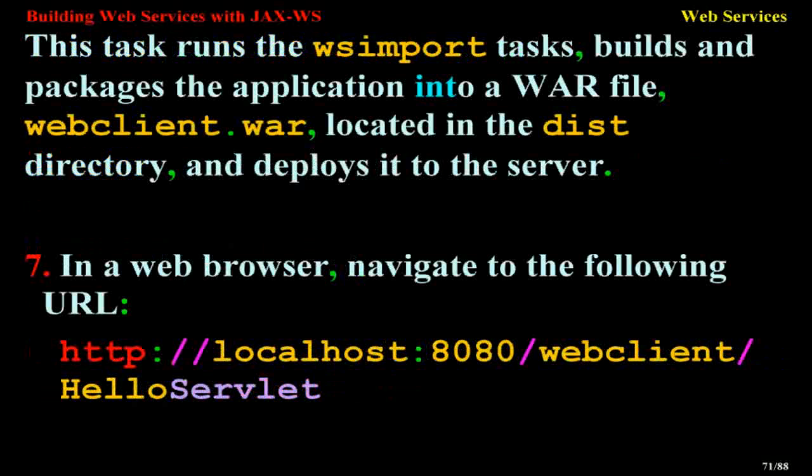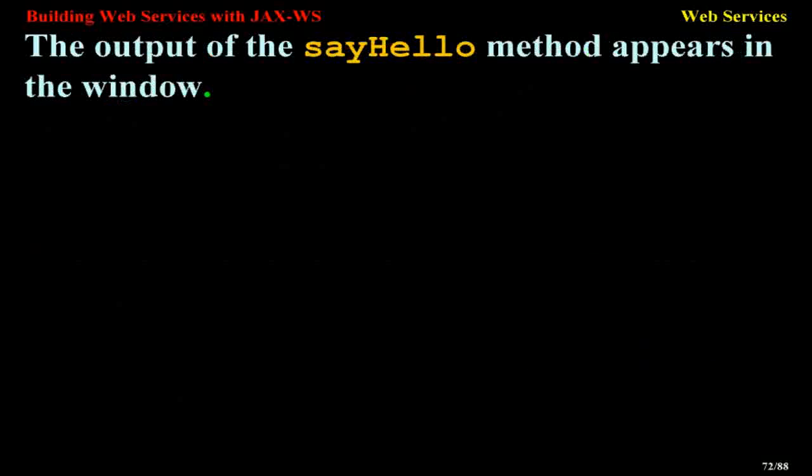This task runs the wsimport tasks, builds and packages the application into a WAR file, webclient.war, located in the dist directory, and deploys it to the server. In the web browser, navigate to the following URL: http://localhost:8080/webclient/HelloServlet. The output of the sayHello method appears in the window.